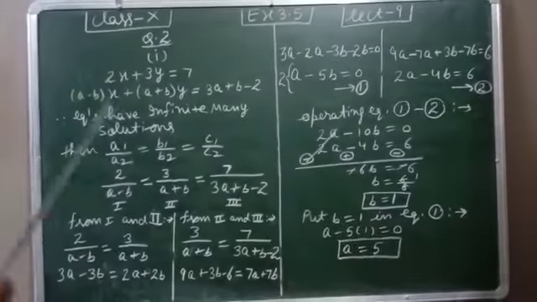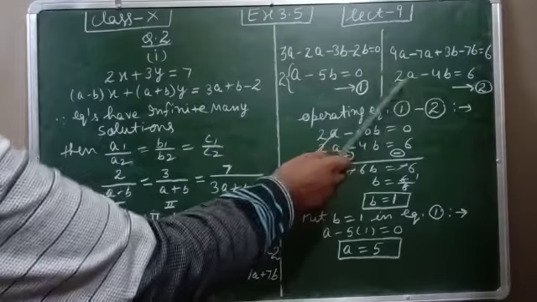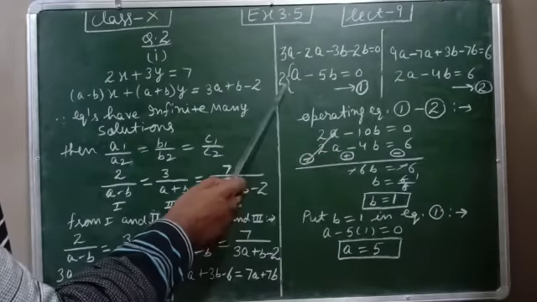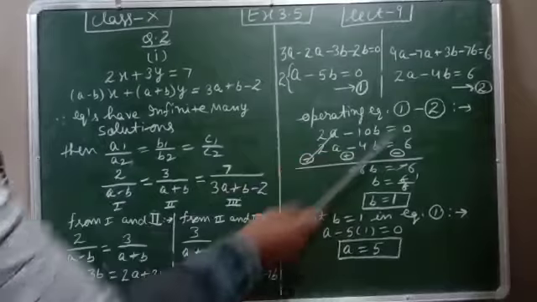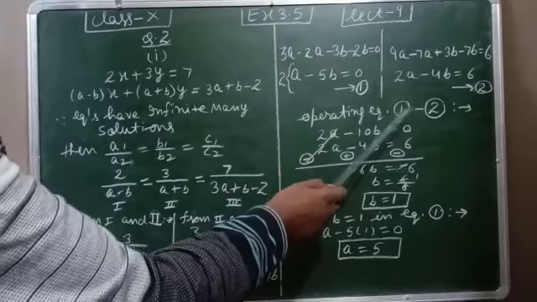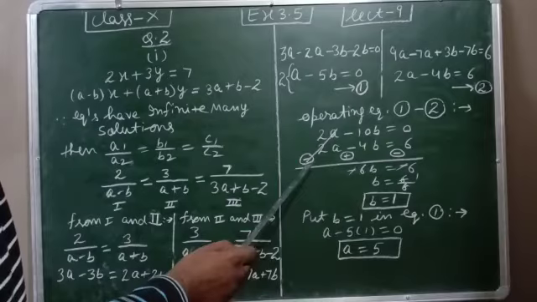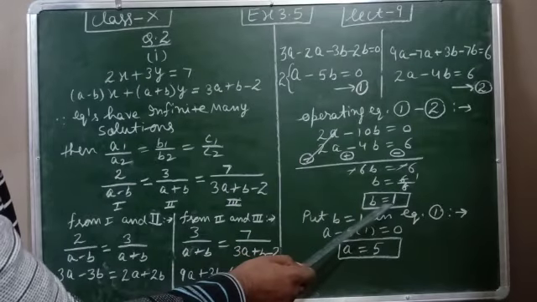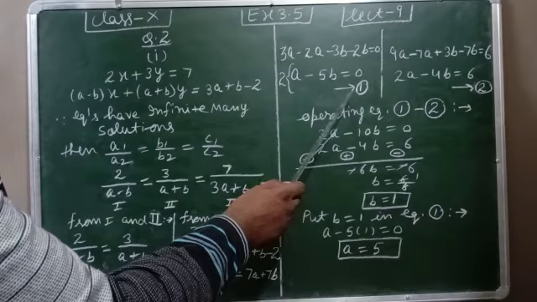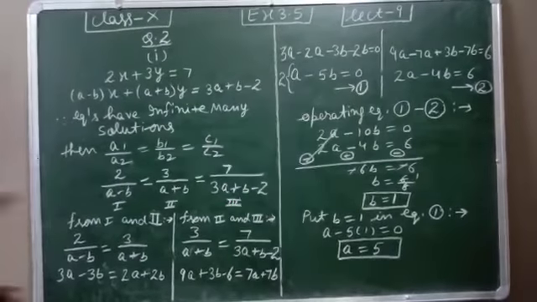Now we will solve these two equations by using the elimination method. Here the coefficient of a is 2. We will multiply this equation by 2, so this will be 2a minus 10b equals 0. This equation as it is. We will subtract the second equation from the first. So 2a will cancel. By solving this we get the value of b as 1. Now we put this value of b here in the first equation and we get the value of a equal to 5. So, a very important question.